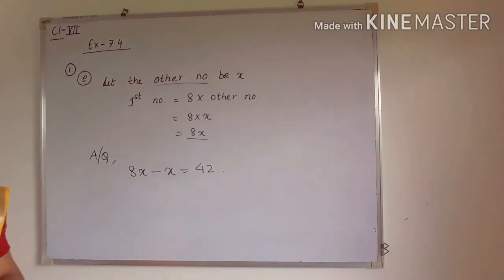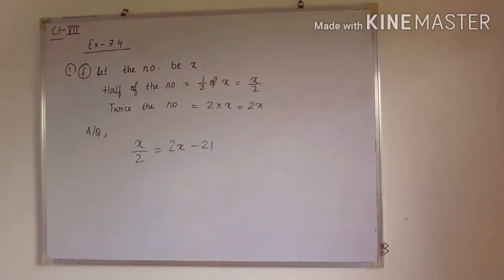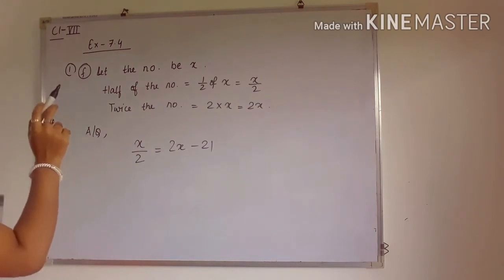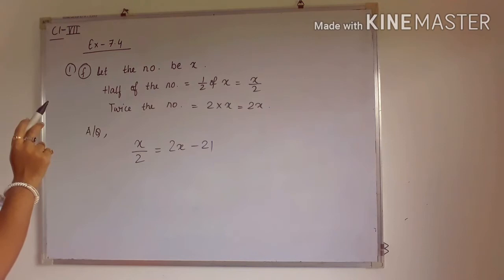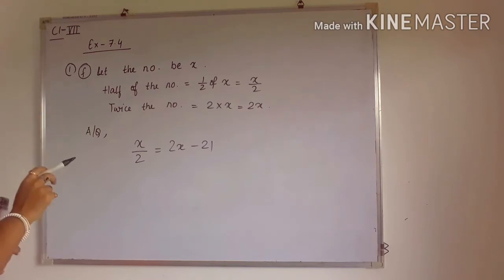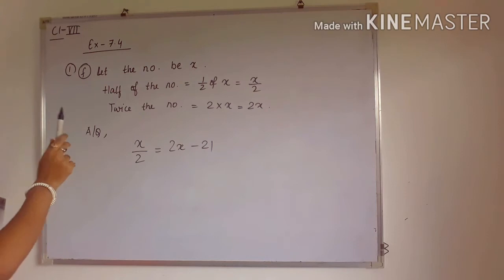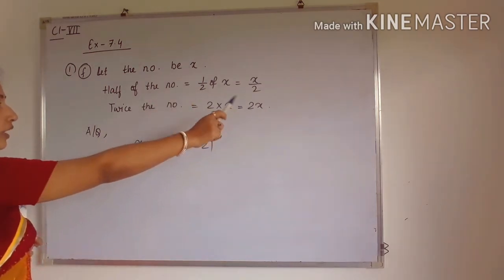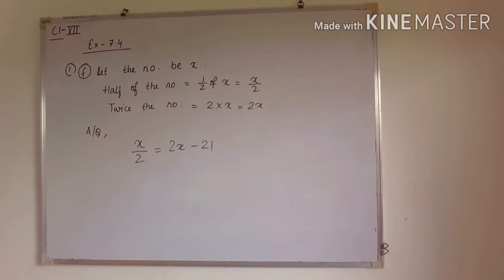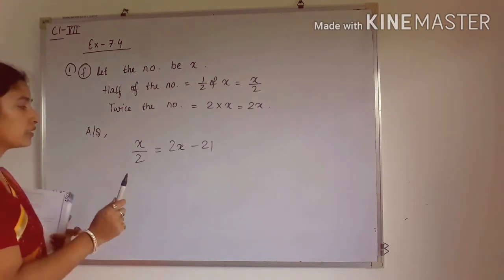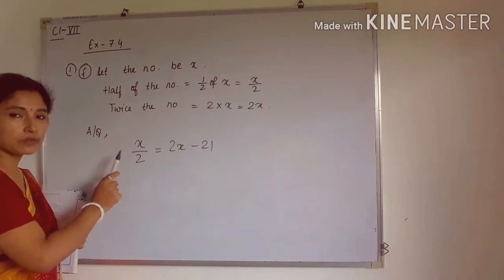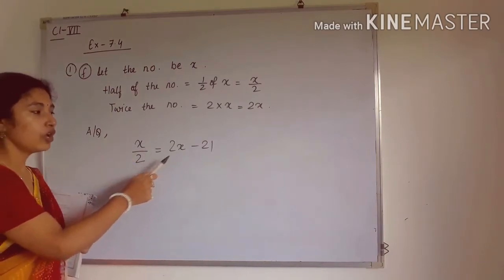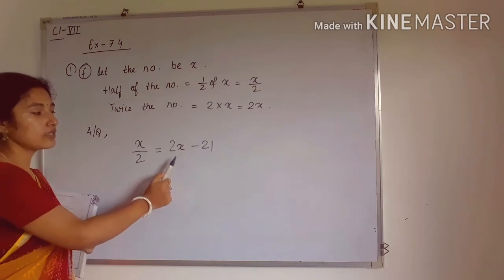Next is question number F. Half of a number is 21 less than twice the number. Let the number be x. Half of the number will be half of x, that means 1 by 2 of x, and if you replace of by multiply, you will get x by 2. Then what will be twice the number? Twice the number will be 2 into x. So according to the given question, half of x, that means x by 2, is equal to 21 less than which number?